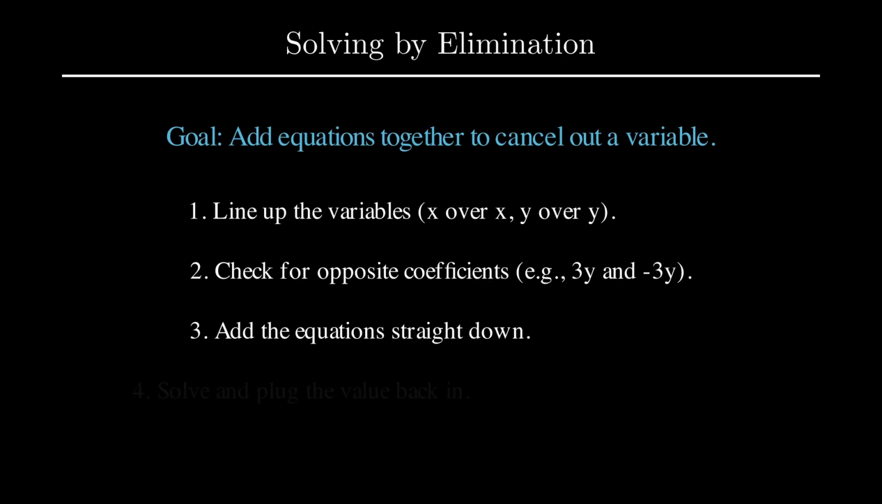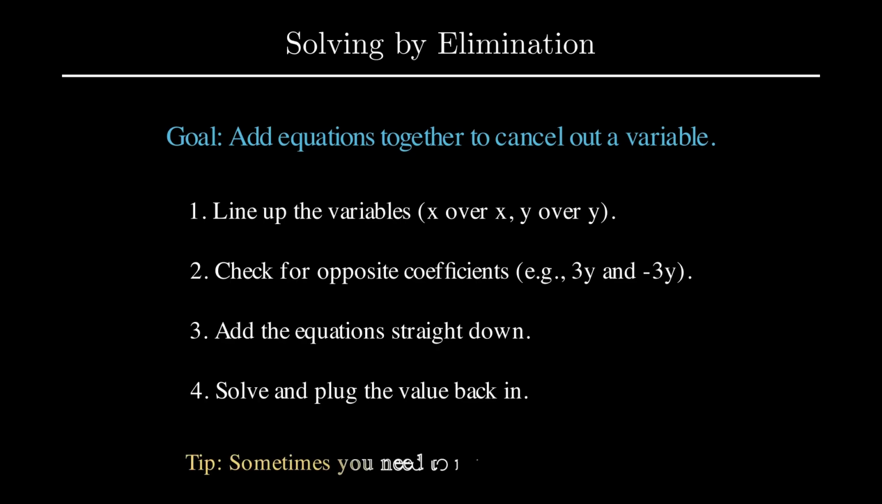Finally, 4. Take that numeric answer and plug it back into either of your original equations to calculate the final missing coordinate value. Just remember, if the coefficients aren't opposites yet, you might need to multiply one of the equations first to force a cancellation.